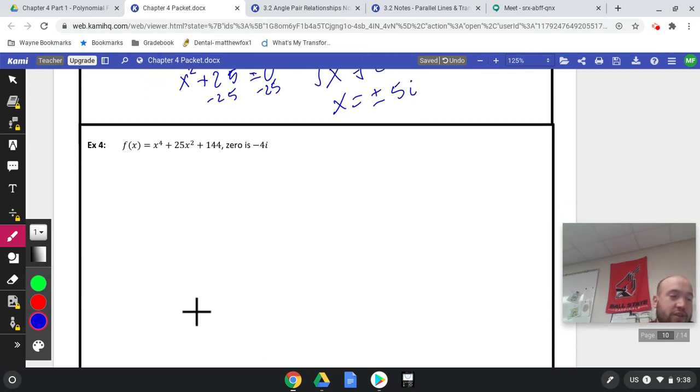Okay, so now, example 4, we've got one final example. And if you want, go ahead, try it on your own. I'd love that. Pause it, try it on your own. Otherwise, go ahead, follow along with me.